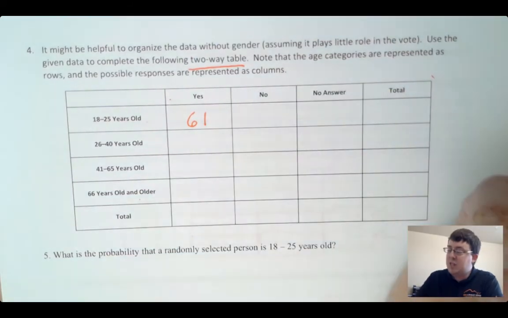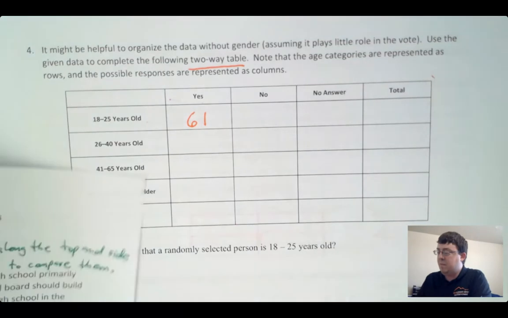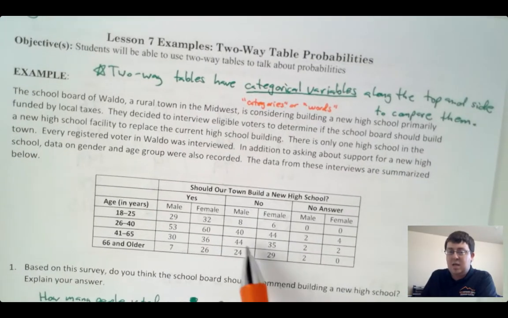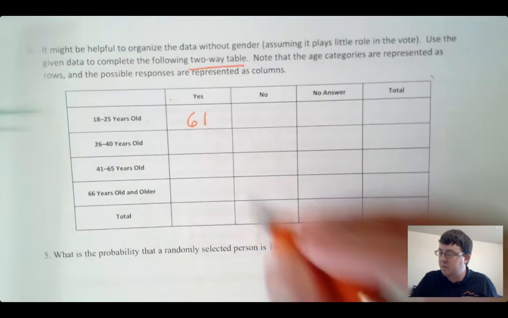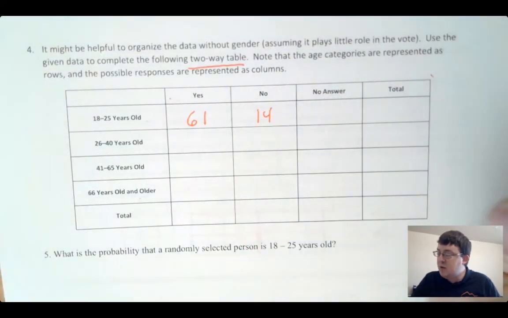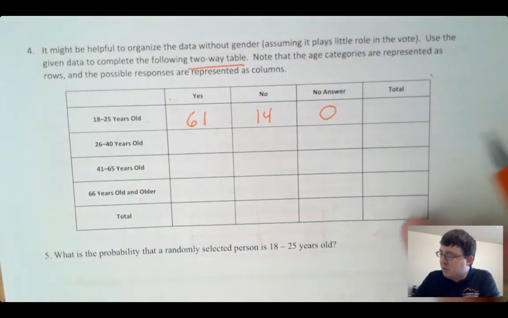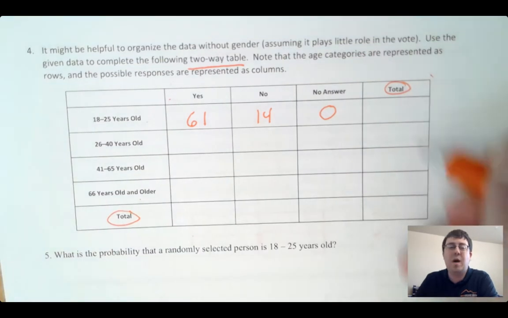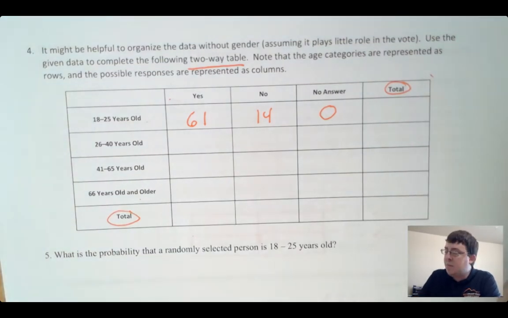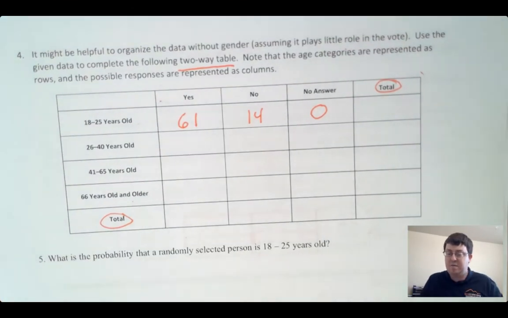And I'm going to continue adding the no votes. So the no votes are going to be the people here, the 8 and the 6 that voted no in that age group. So there should be 14 there. No answer. Nobody didn't answer in that age group. And then what's different about this table too is I've got a total along the right-hand side and along the bottom. So I want to total up all the 18 to 25-year-olds that I have, and that's 75.